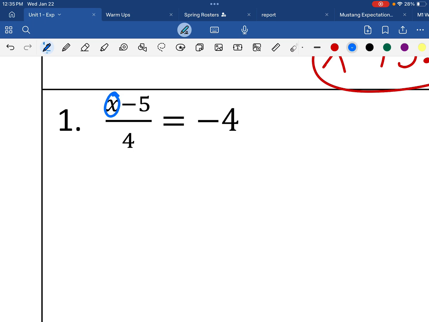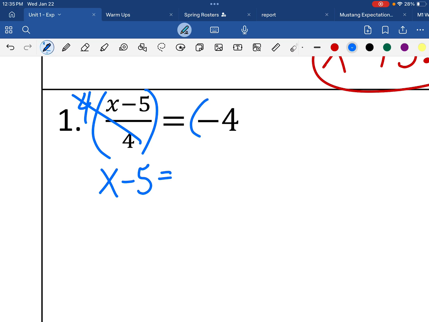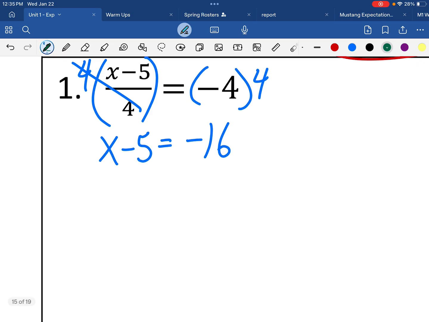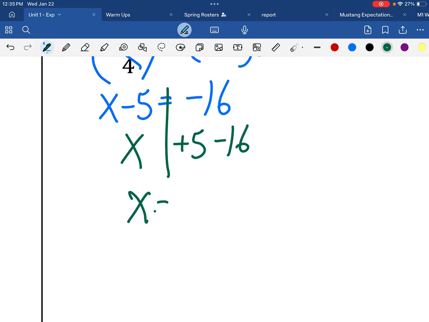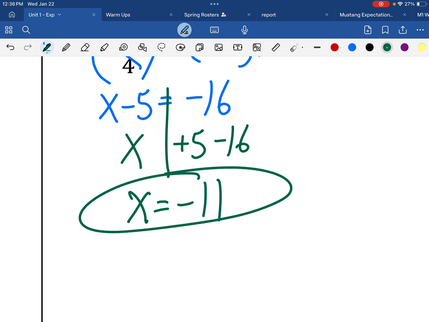Well, we say our variable is inside the fraction right here. So we're going to have to multiply first. Multiply by 4 on the bottom. So bring the x minus 5 down. What I do to one side, we have to do to the other. So negative 4 times 4, we get negative 16. Okay, now we know what to do from here. We just do our split. The x comes down. The negative 5 goes over, but becomes positive, and negative 16 drops. So we have x equals negative 11.